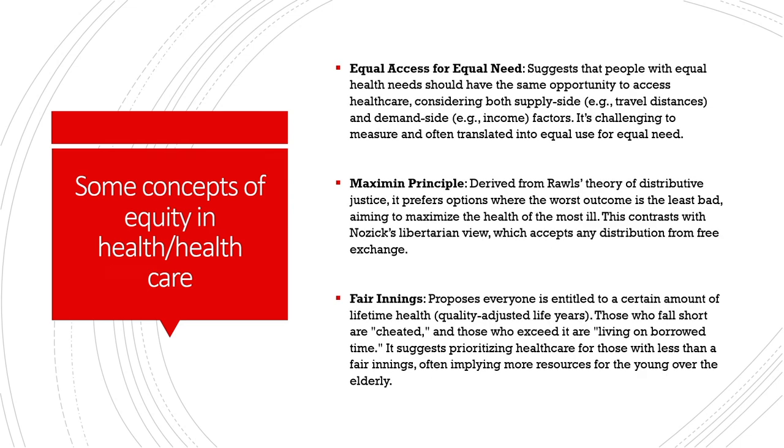There is the principle of maximin, which is derived from Rawls's theory of distributive justice, and it prefers options where the worst outcome is the least bad, aiming to maximize the health of the most ill. And this contrasts with Nozick's libertarian view, which accepts any distribution from free exchange. Similarly, the concept of fair innings proposes everyone is entitled to a certain amount of lifetime health, let us say quality adjusted life years, and those who fall short are, quote unquote, cheated, and those who exceed it are living on borrowed time. So, aged people are living on borrowed time, and if younger people fall short of their life, then they are cheated. So, this kind of analysis suggests prioritizing healthcare for those with less than a fair innings, often implying that more resources should be spent for the young over the elderly.